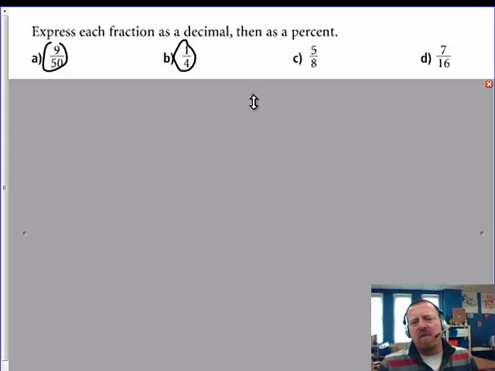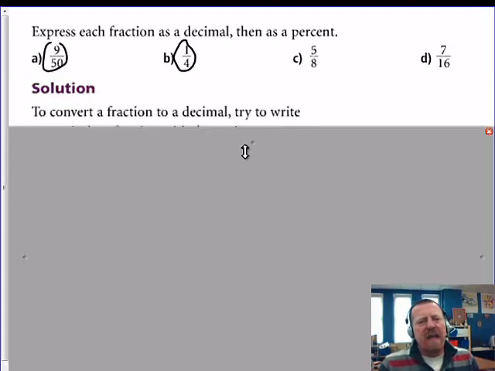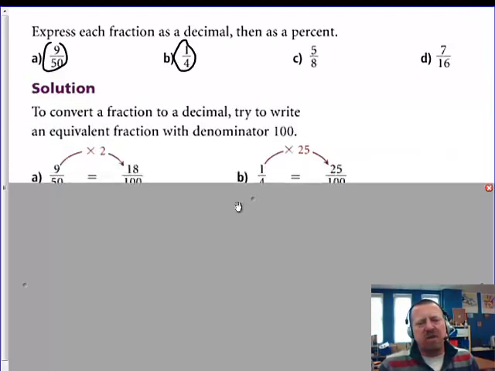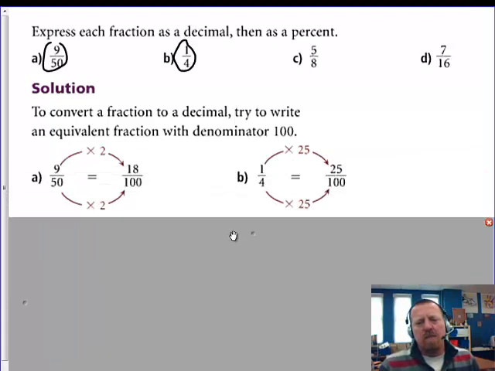Let's take a look at the ways to answer these questions. First of all, if you're going to turn a fraction into a decimal, one of the best ways to do it is to try to write an equivalent fraction using a denominator of 100. Now, for some numbers, it's really easy. I mean, 9/50ths, could you think of something easier? Take 50, multiply it by 2, and you get 100. Well, if you're going to multiply that number by 2, you have to multiply this number by 2, and you get 18 over 100.